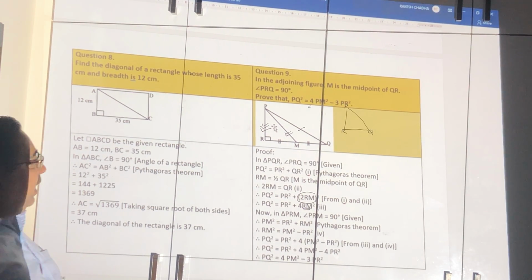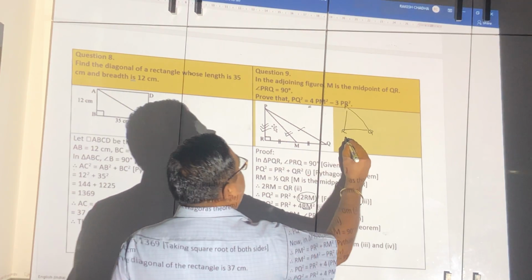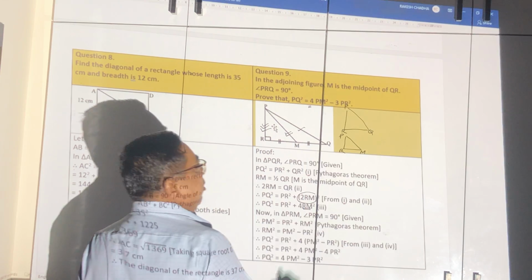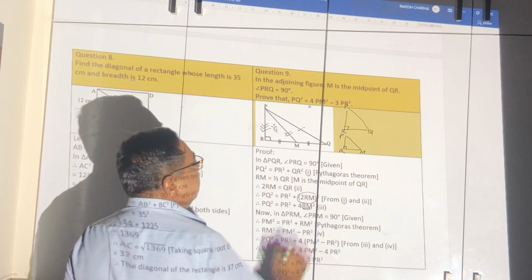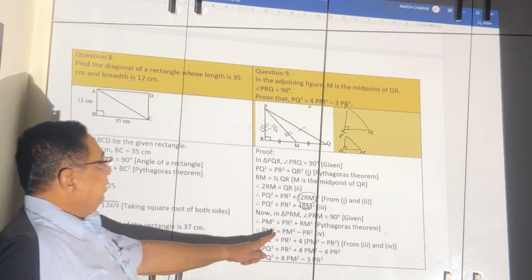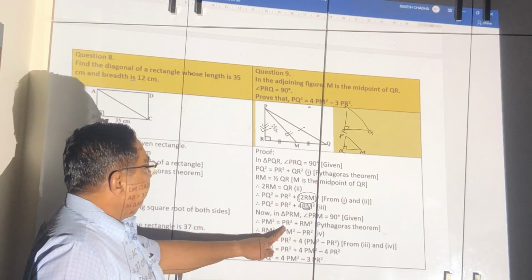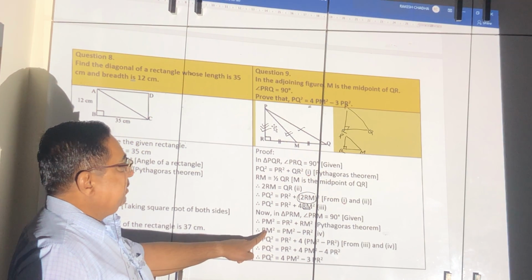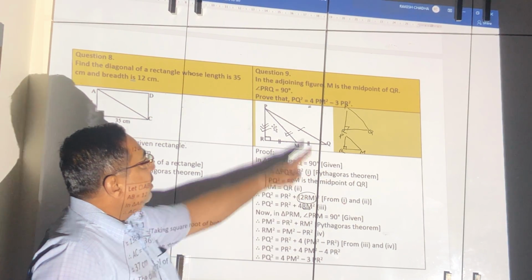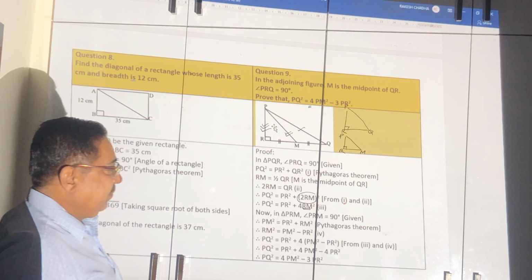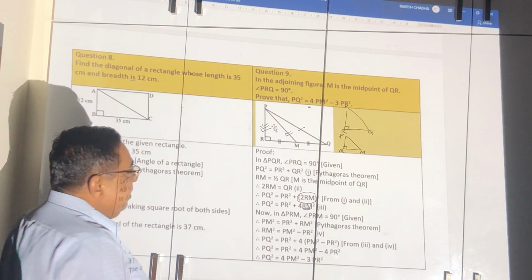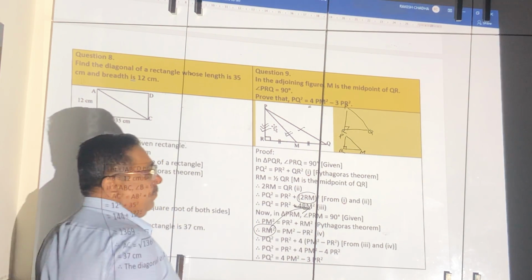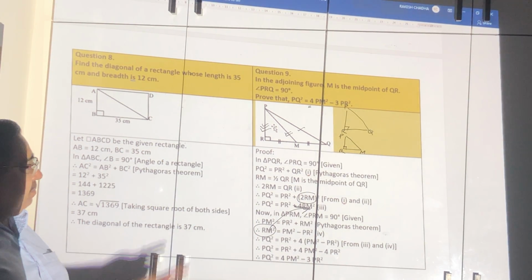One by one. Then we will take the smaller triangle, PRM. Right angle is the same, of course. We will take the second triangle. And in this, we will again use Pythagoras theorem, and we will bring RM on one side. So I will get PM and PR. Then I will substitute this RM into this RM. And my answer will come.